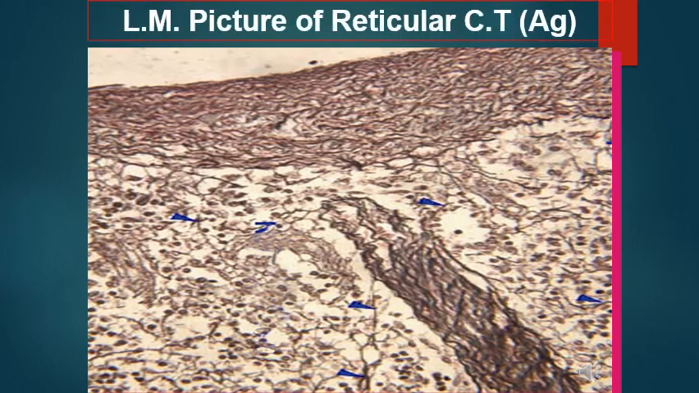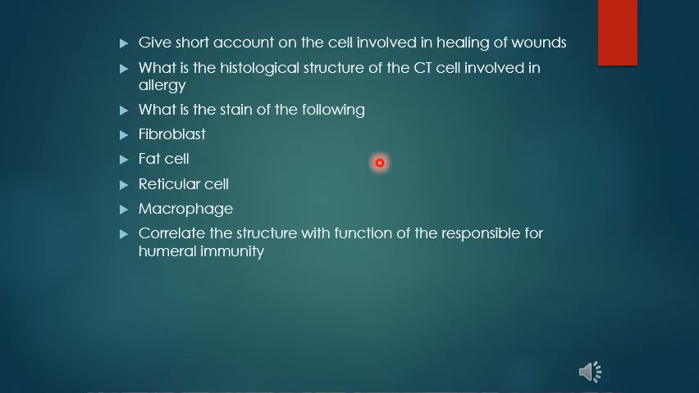These are some short questions. Give a short account on the cell involved in healing of a wound. What is the cell involved in healing of a wound? Yes, the fibroblast. What is the connective tissue cell involved with allergy? Which cell is involved with allergy? Mast cell.